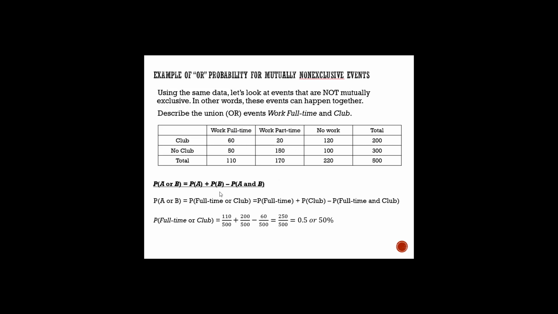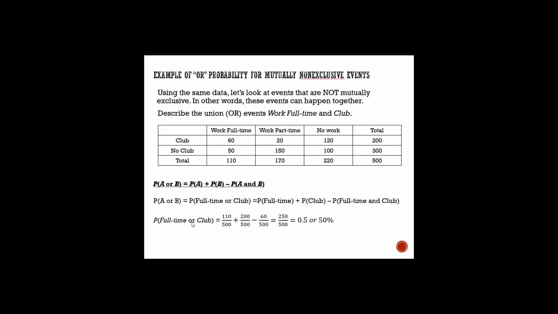So I'm going to have some overlaps that I'm going to have to subtract. I'm going to have to use my non-exclusive formula: probability of A plus probability of B minus the probability of both of them happening together. So how does that look when I write it in words? Probability of full-time or club is equal to the probability of full-time plus the probability of club minus the probability of both of them happening together, the joint or and probability of full-time and club.